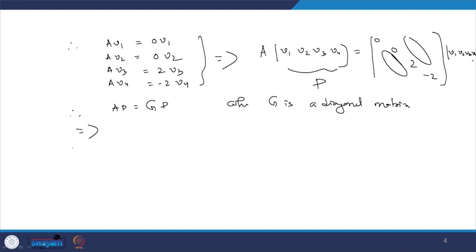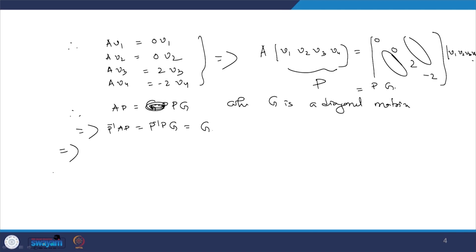So, this implies, and this P is invertible because each of them are linearly independent columns. So, multiplying P inverse from the left side, I will have P inverse AP equal to P inverse PG. I can rewrite this as P into G also. So, both are same. So, P inverse PG is equal to G matrix.